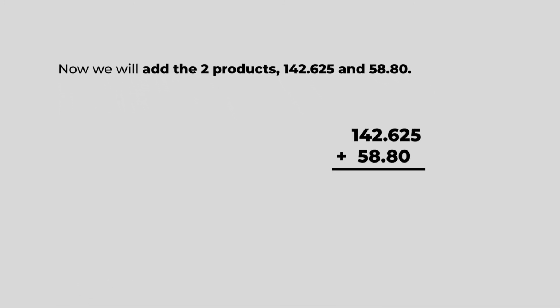Now, we will add the 2 products, 142 and 625 thousandths, and 58 and 80 hundredths. 142 and 625 thousandths plus 58 and 80 hundredths. We will add with zeros. 142 and 625 thousandths plus 58 and 800 thousandths is equal to 201 and 425 thousandths.